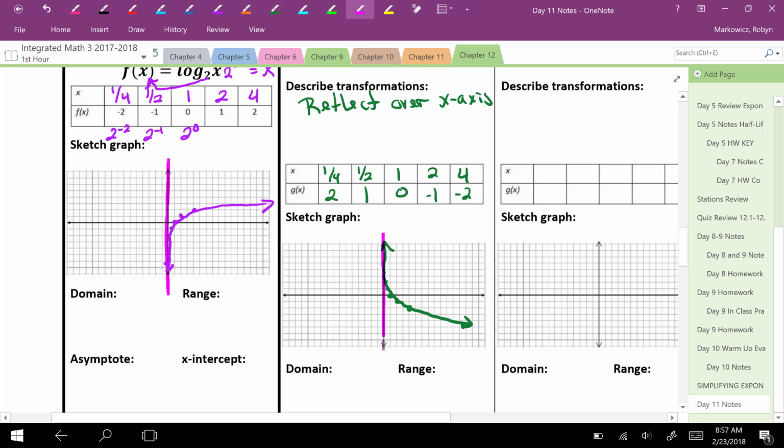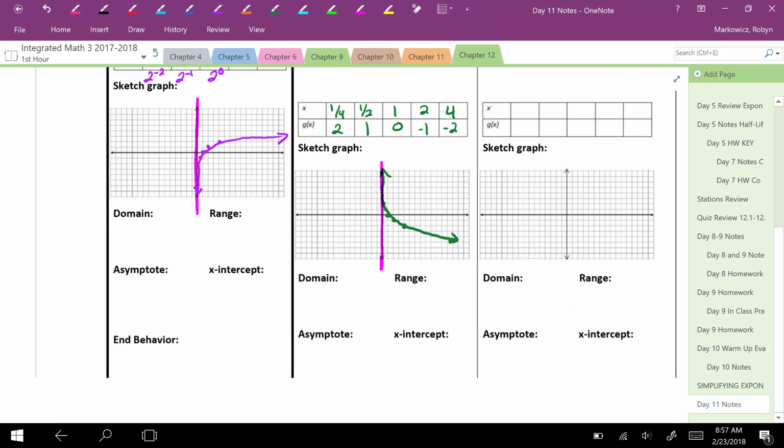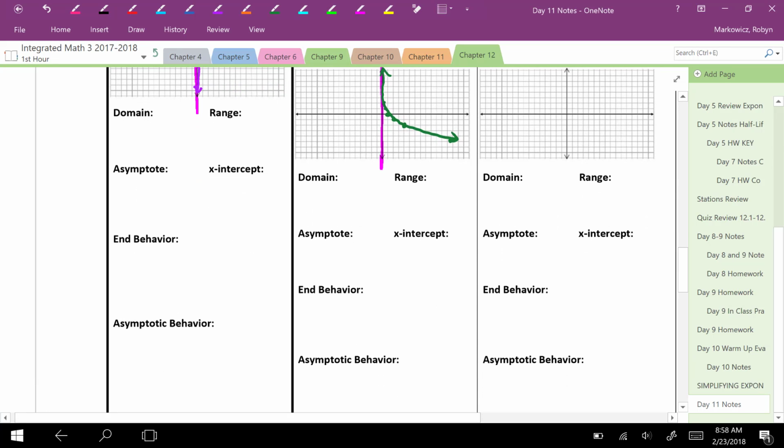Draw my vertical asymptote so I know that I'm not passing that x-axis. All right, so let's talk about our end behavior and asymptotic behavior here.